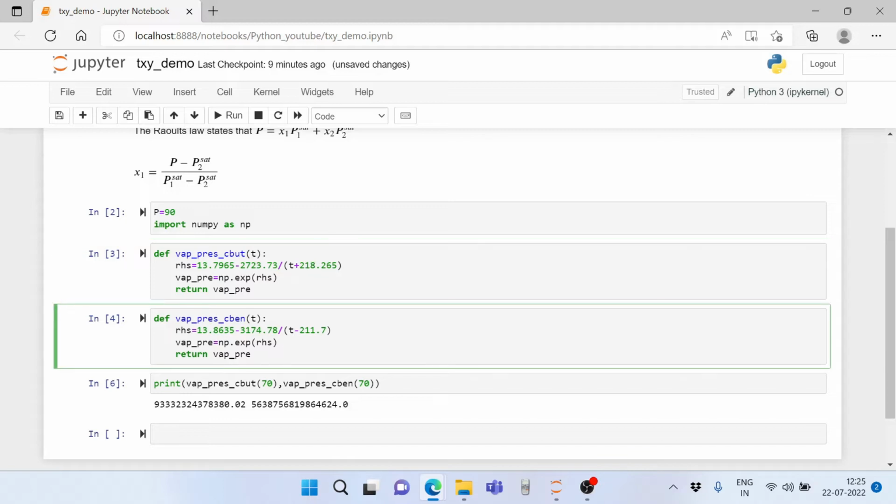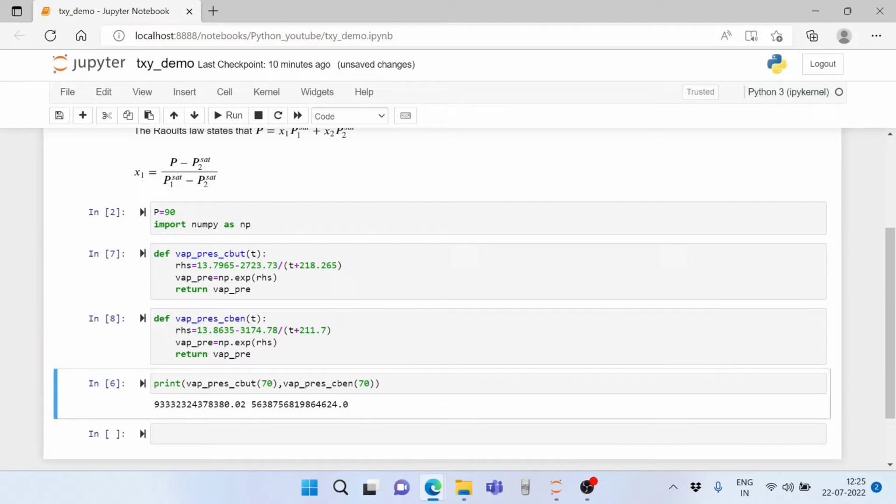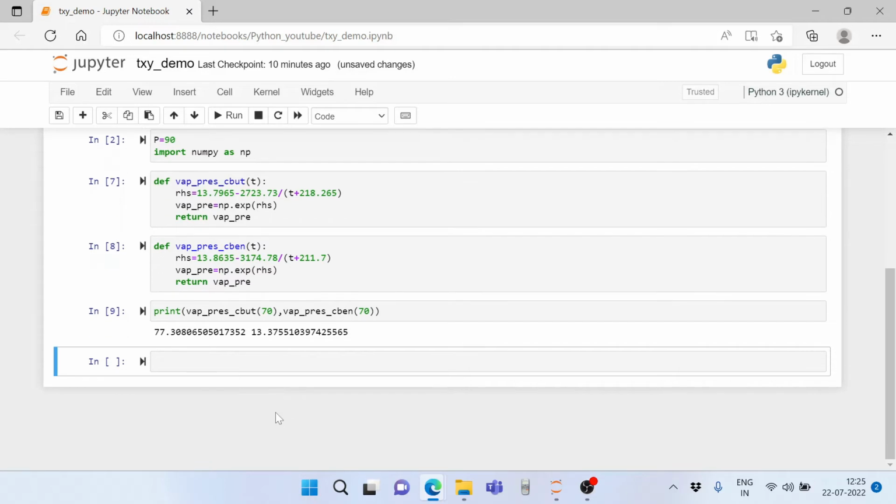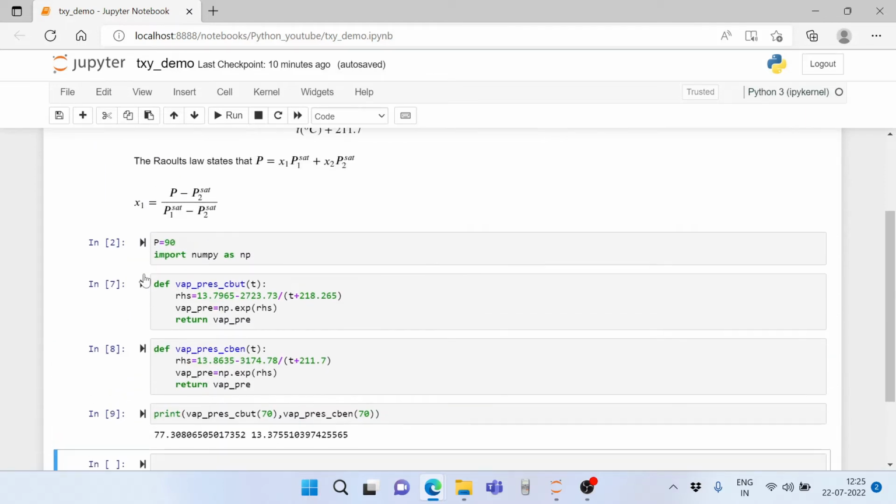It does happen sometimes that when you start programming, the plus becomes a minus and the minus becomes a plus, so one should take care. And there we are. Now the pressures are right, 77.308 and 13.375 kilopascals. So our results are good, and they look good. That would be the vapor pressures. Now we have to find out our TXY plot.